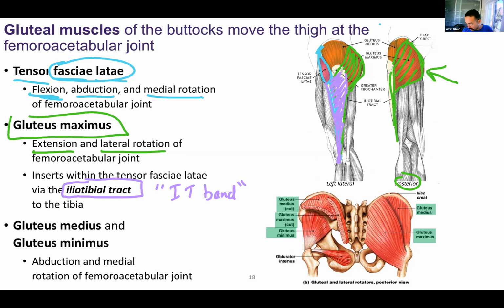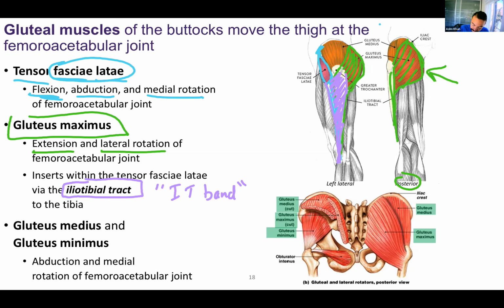It provides a good attachment point, and so you can cause all those motions: flexion, extension, abduction, and rotation. So there's a gluteus maximus. There's also two other sizes. Maximus is big. There's a medius, medium sized, and a minimus, small sized. They're located all in the gluteal region, but a bit different in what they do.